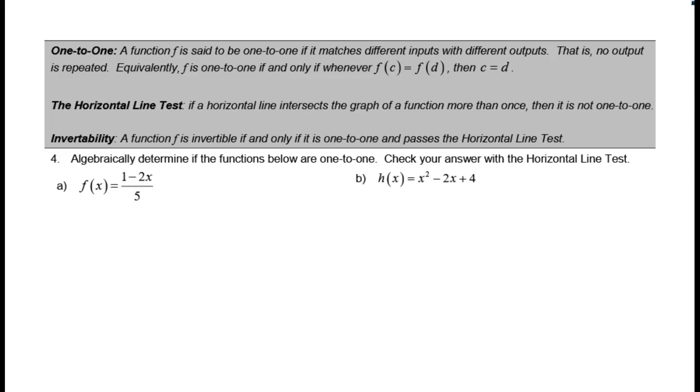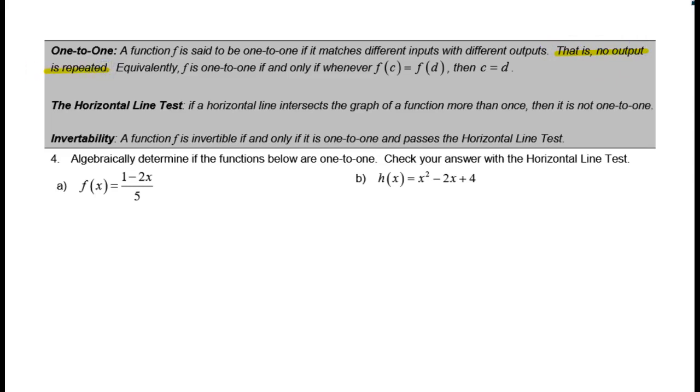A function f is said to be one-to-one if it matches different inputs with different outputs. That is, no output is repeated. Equivalently, f is one-to-one if and only if whenever f of c equals f of d, then c equals d. So the important thing I want to highlight here is this idea that no output is repeated.